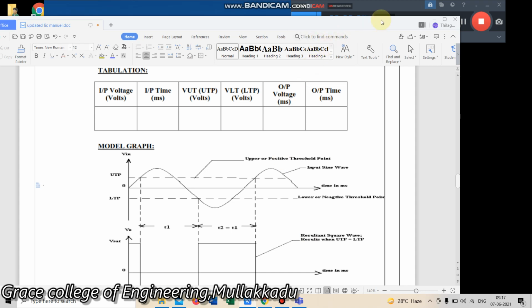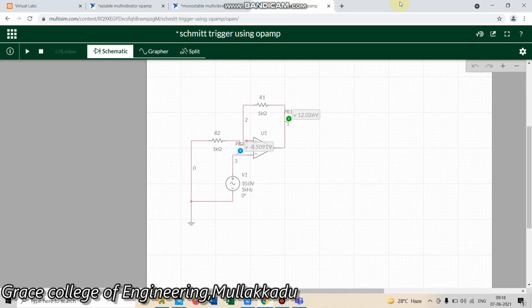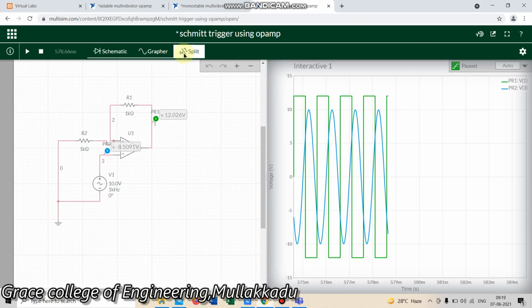Now we are going to see the output for the circuit diagram of the Schmitt trigger using operational amplifier. Here is the voltage divider network which is available at the output side, and the input we are giving is a sinusoidal waveform whose frequency is 1 kHz and amplitude is 10 volt. Now we are going to simulate this using the simulation tool, the live Multisim simulator.